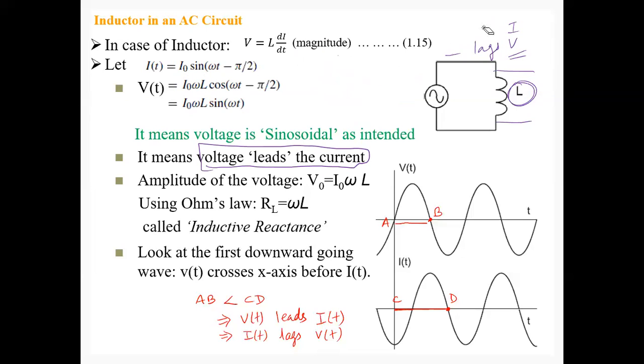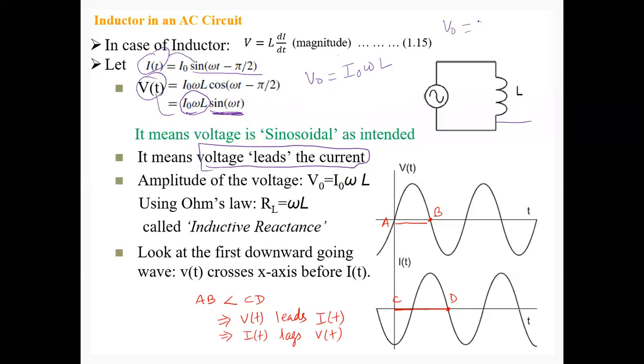Okay, in the case of an inductor, voltage and current are both sinusoidal. That's the one proof, right? That's what we showed. If the current I is sine, then voltage is also in the sine form. But this is V0, by the way. V0 equals I0 omega L. So remember, V equals IR, right? So you have this guy as I, and this is R. So what is this guy called? RL equals omega L. That is called inductive reactance.